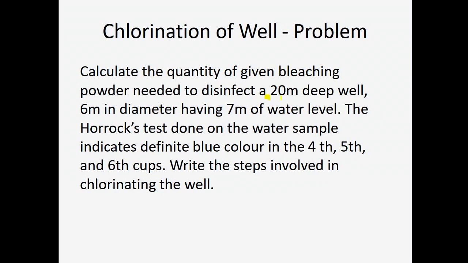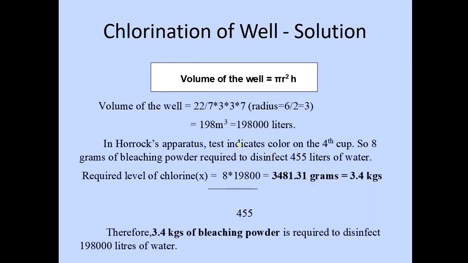Chlorination of well, so the depth of the well is given, 7 meter water level is given, 6 meter diameter is given, and 4th cup onwards, which means we need to take this 4. So write the steps involved in chlorinating the well. So we need to calculate the total volume of water. So after calculating the total volume of water, 4th cup showed blue color. So 8 grams is needed for 455 liters. It is not liquid amount of chlorine, it is liquid amount of bleaching powder. So which will give 3.4 kilograms of bleaching powder is required to disinfect 1,98,000 liters of water.